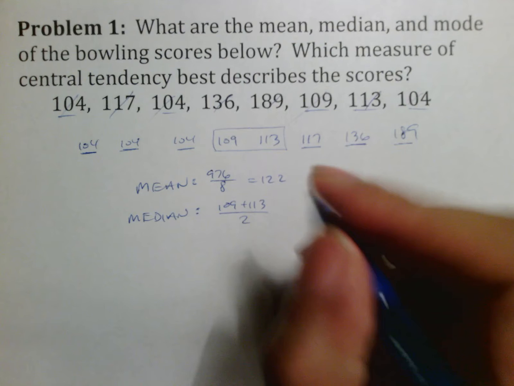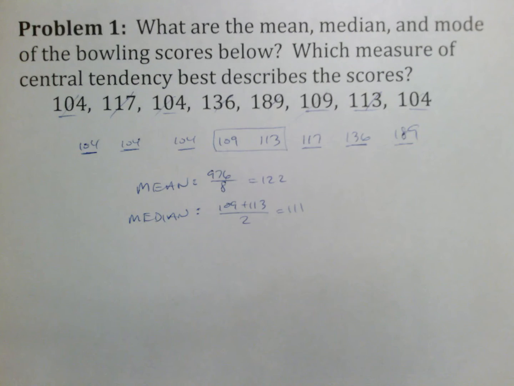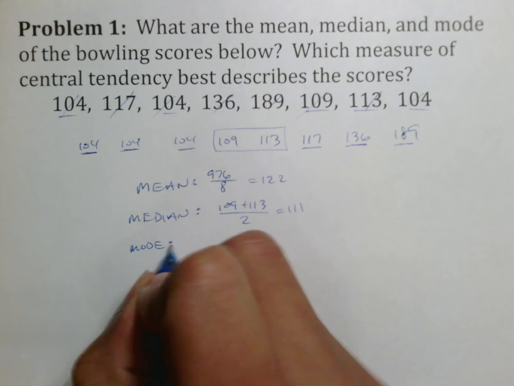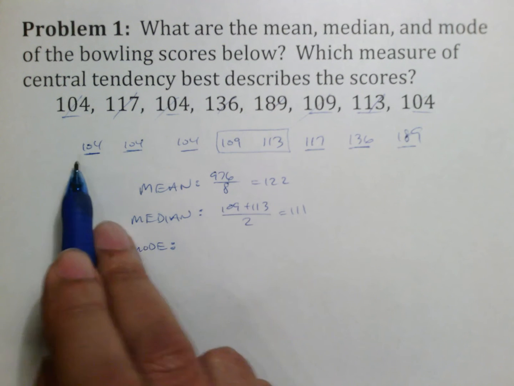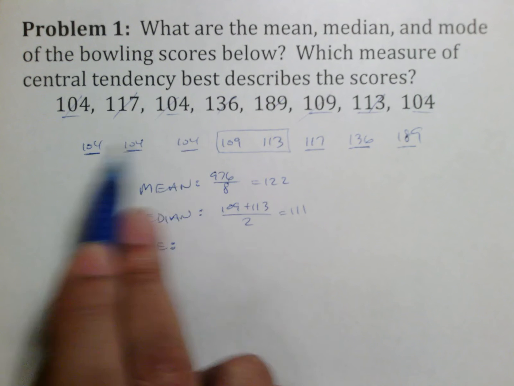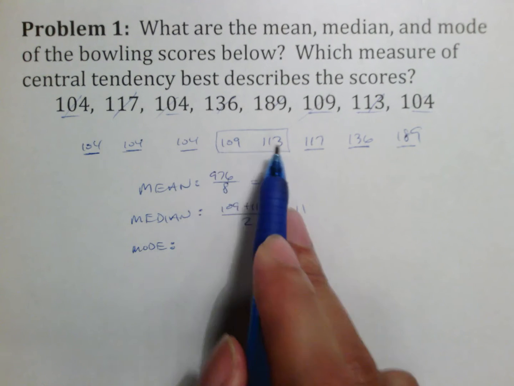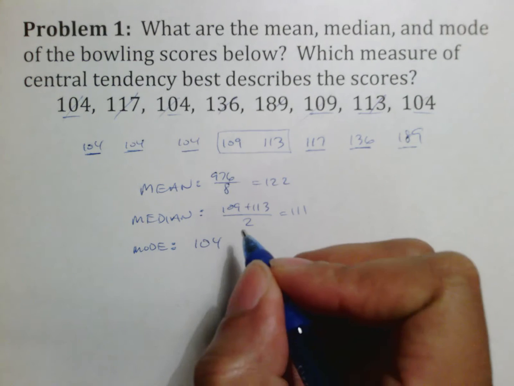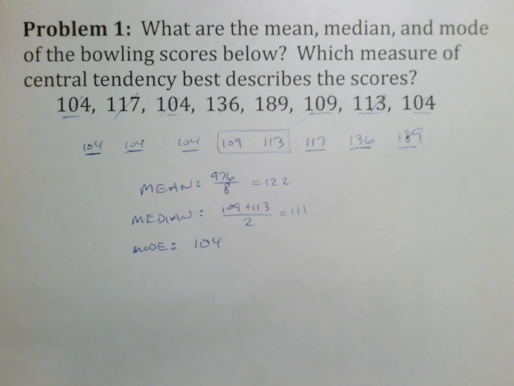And that gives us 111. Alright. And then the mode is the one that occurs the most. Notice that 104 has 3 occurrences here. 109 is once. So pretty much your mode is what occurs the most. In that case, 104 is our mode.